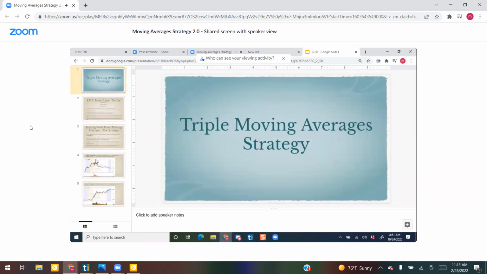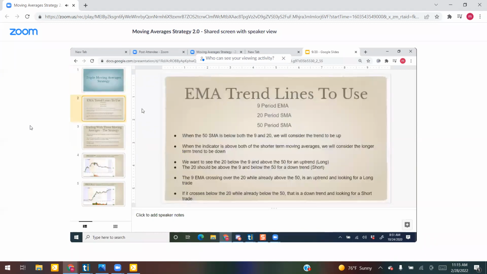So the triple moving averages strategy kind of fits into my twig analogy, and it definitely fits into what Brian just described, as I paraphrase. So let's look at the moving averages and the EMAs and SMA trend lines to use. I know it says EMA trend lines, but it's EMA and SMA trend lines.